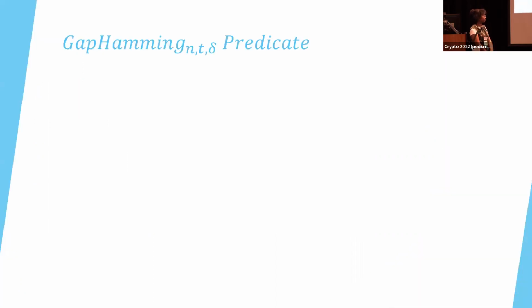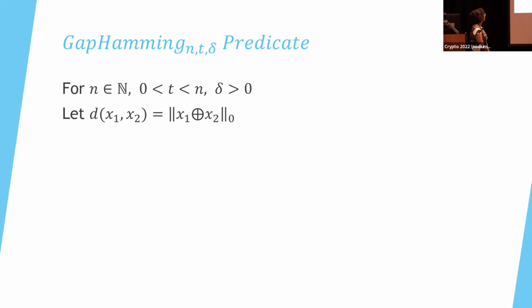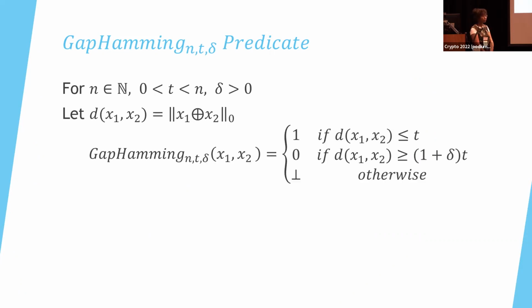So let's remind ourselves of the gap Hamming predicate. Let D of x1, x2 again equal the Hamming weight of x1 XOR x2. And then gap Hamming is equal to 1 if that distance is less than or equal to t, equal to 0 if that distance is greater than or equal to 1 plus delta times t, and undefined otherwise.